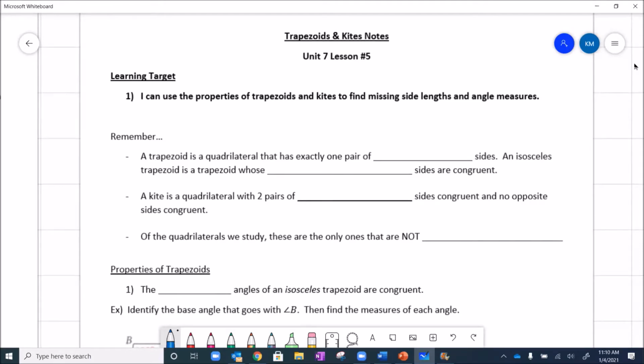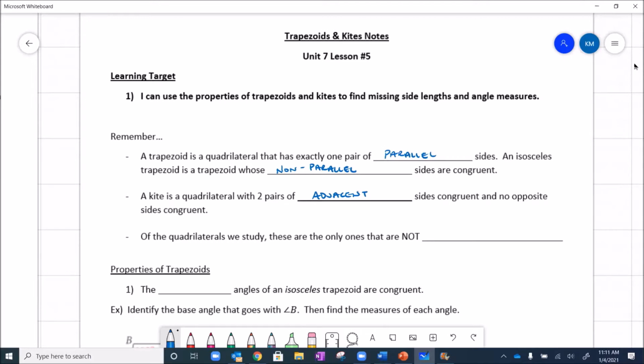Okay, remember a trapezoid is a quadrilateral that has exactly one pair of parallel sides. An isosceles trapezoid is a trapezoid whose non-parallel sides are congruent. Okay, a kite is a quadrilateral with two pairs of adjacent sides congruent and no opposite sides congruent.